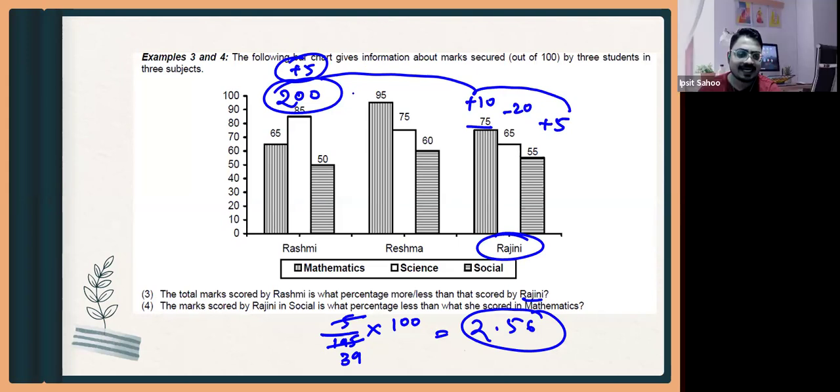Similarly, try the second one or the fourth question. Himanshu, we are just starting the basics only. We have done one question. This is based on percentage more, percentage less. If you have done percentage well, you should be able to do this.